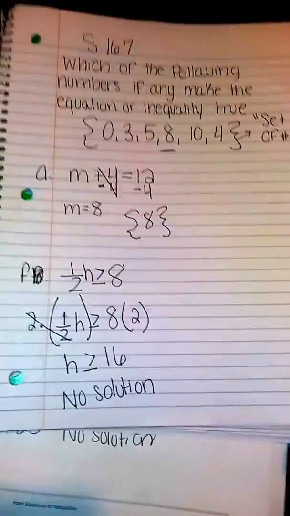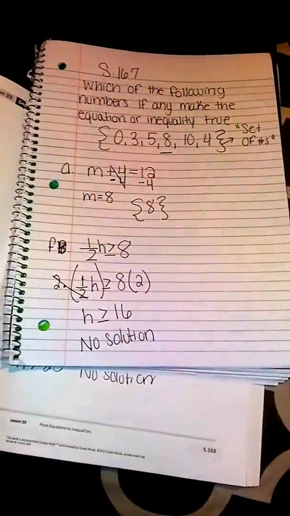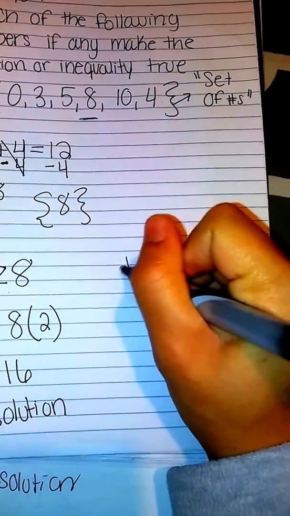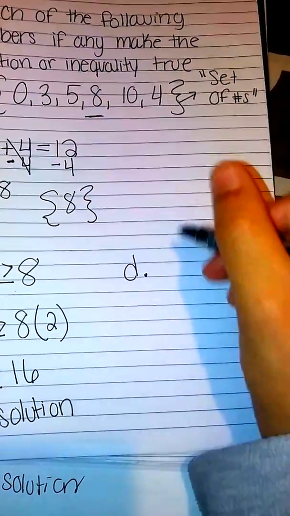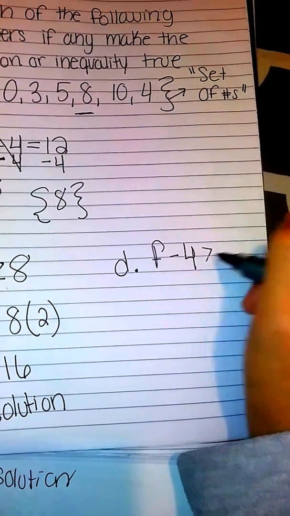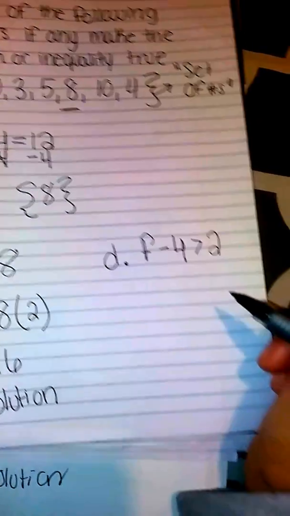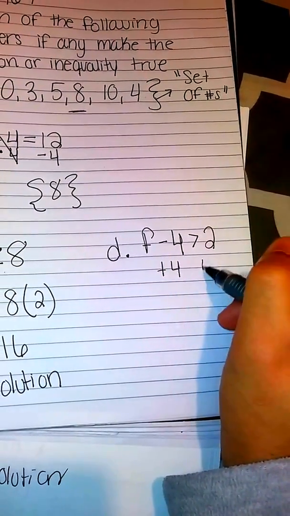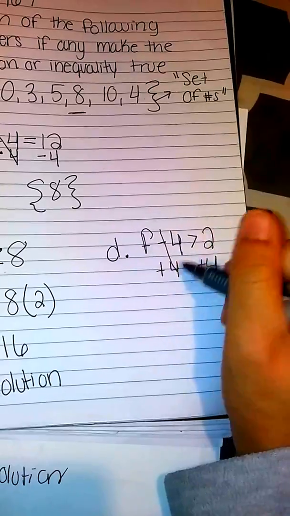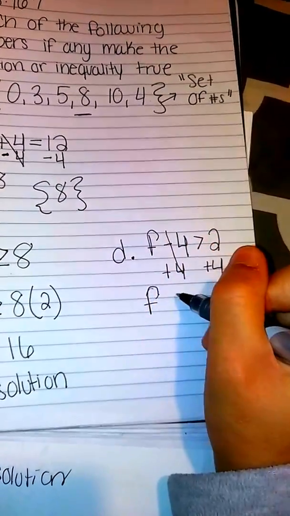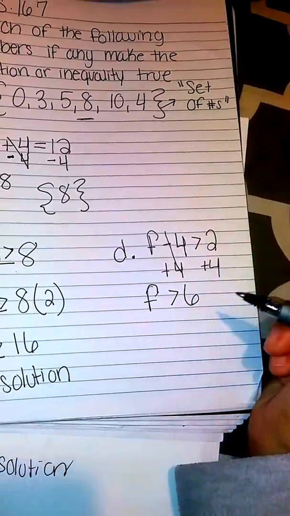Okay? Let me just work out one more with you all, just to make sure you understand it. Let's go ahead and do D together. Alright, so D is F minus 4 is greater than 2. So we're going to isolate the F. We're going to do plus 4, plus 4. This cancels out, and we're going to end up with F is greater than 6.